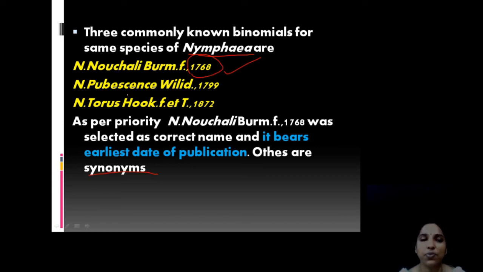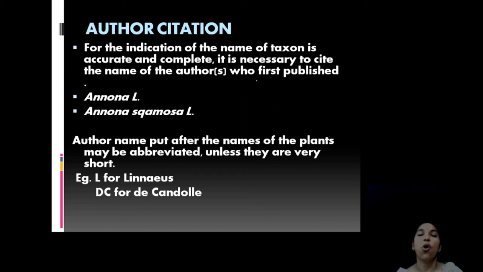Others are synonyms. Okay. So when there are names coming like this, you have to accept the first published one if it follows the rules and regulations. See, so that is the rule of priority. Understood? Okay. Now, next one is author citation.